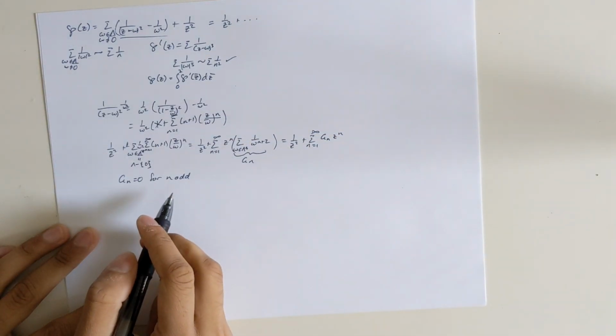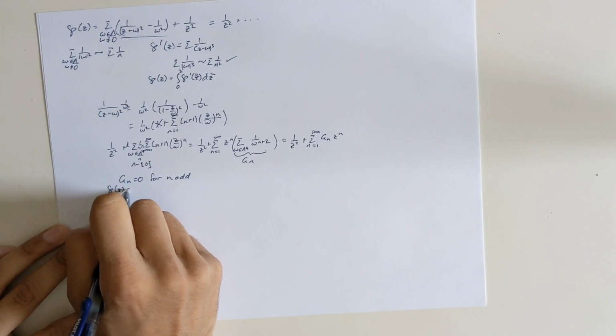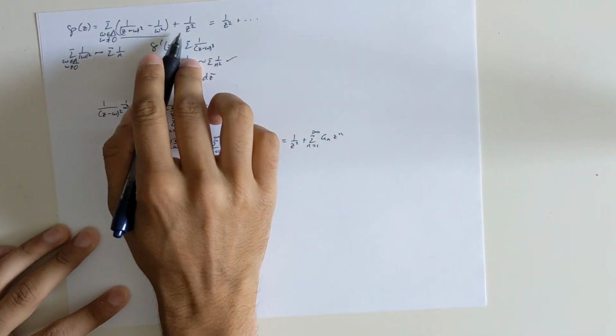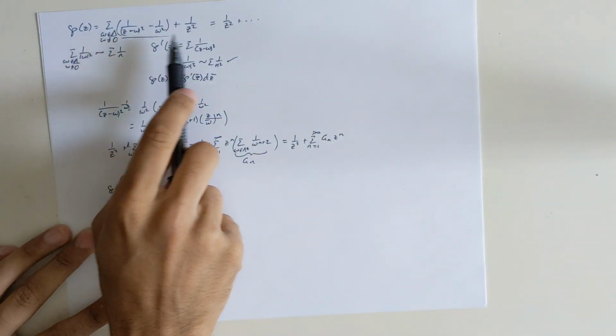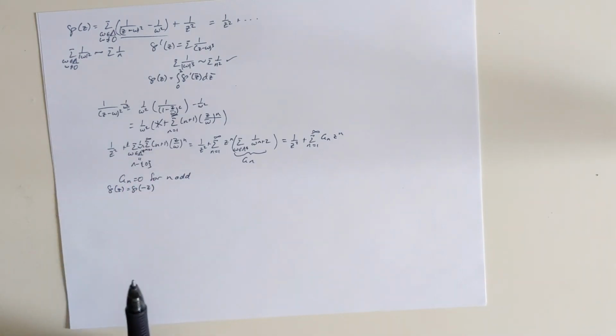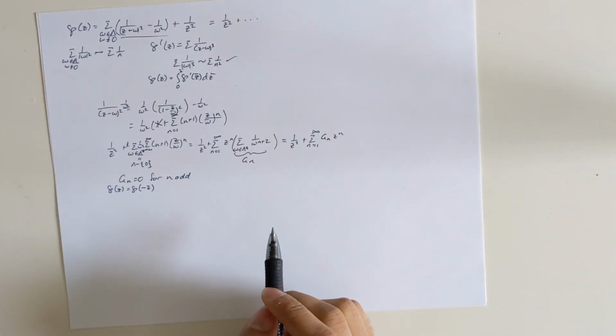So for n odd, we note that p of z is equal to p of minus z, just by looking at this expression over here, or if you like, ignoring this constant term and just looking at the more symmetric expression, you can see that p of z equals p of minus z. And so what this means is that we shouldn't have any odd terms in our power series expansion.